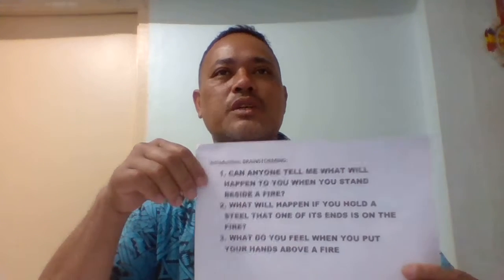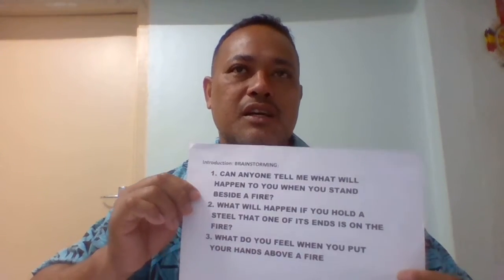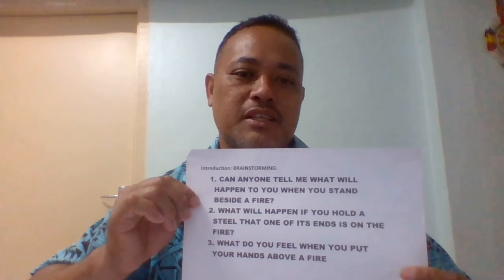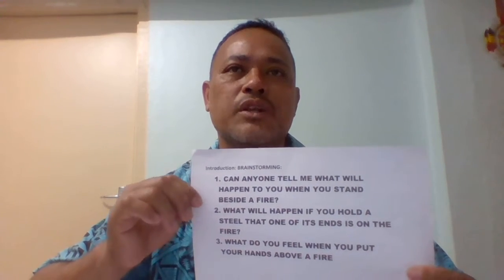The next one is, what will happen if you hold a steel that has one of its ends on the fire? This brainstorming question is based on conduction. The first one is based on radiation. And the third one is, what do you feel when you put your hands above a fire? The heat rises up. That is convection current. And after I get the attention of my students, I continue to the learning outcomes.